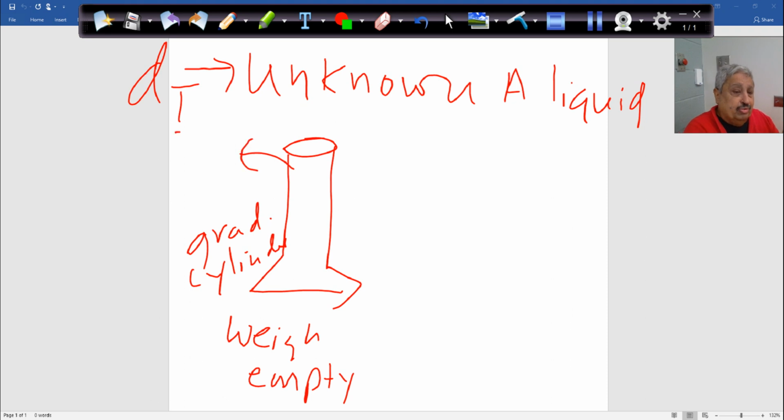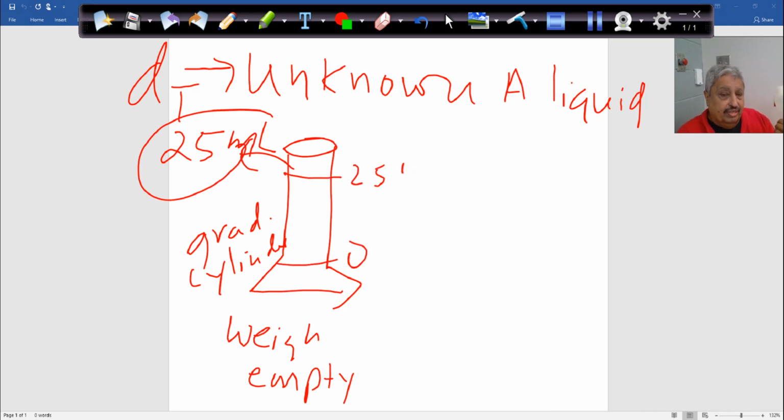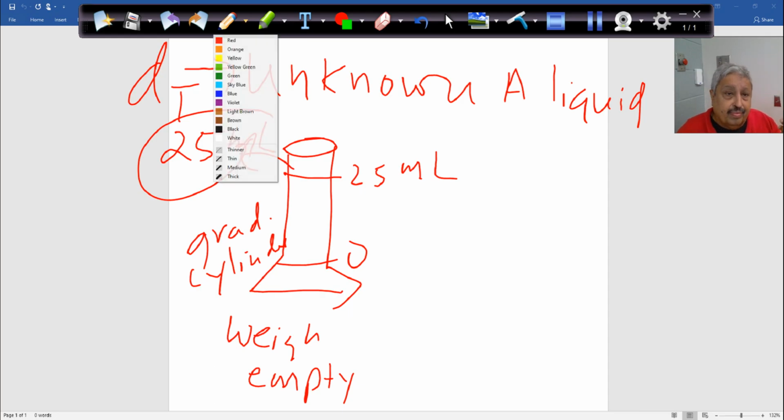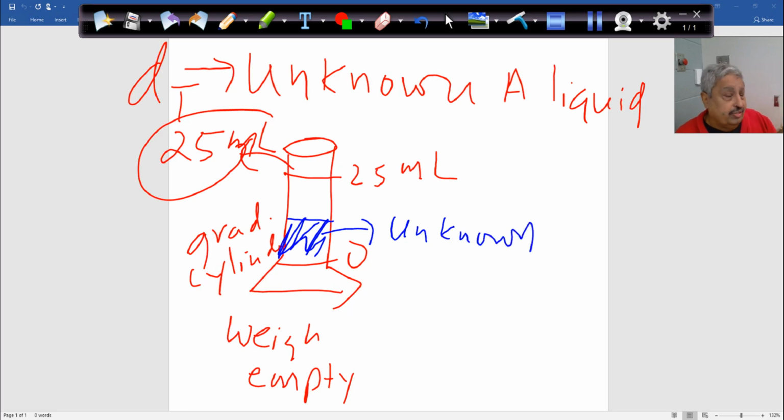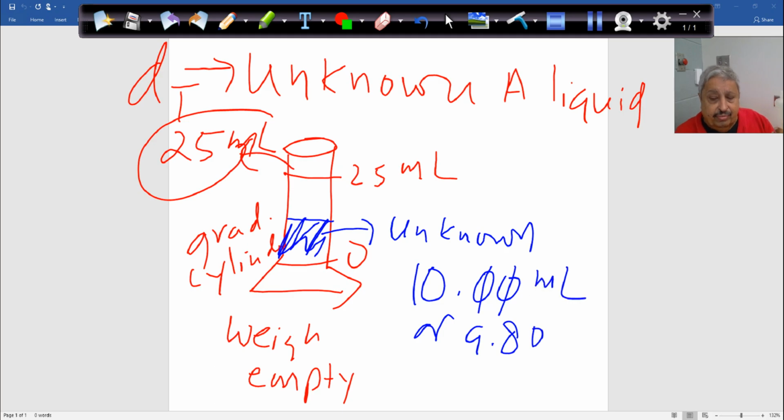The graduate cylinder may be up to 25 mils, correct? From zero here to 25 mils. So the maximum capacity of the graduate cylinder is 25 mils. So I will add 10 mils of the unknown to this. I have to read it with 2 digits after the decimal. Suppose 10.00, or I might do some 9.80. Whatever it is, it has to be straight to 2 digits. If you don't have any number after the decimal, write 2 zeros. We have to read 2 digits after the decimal.